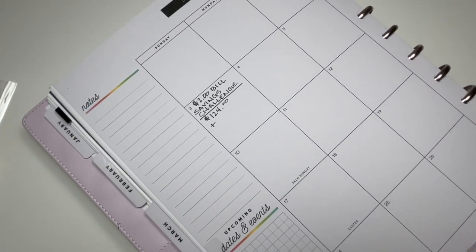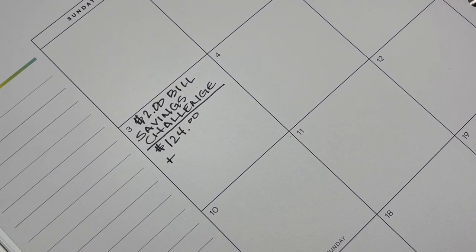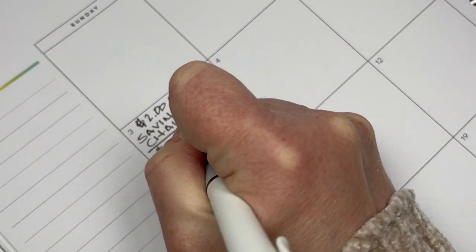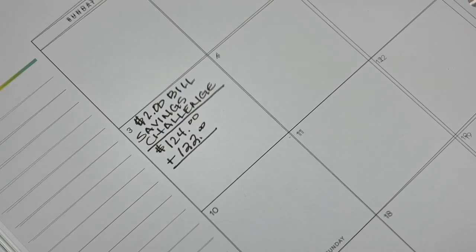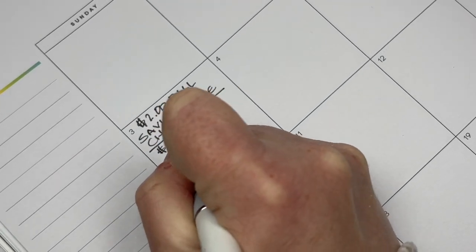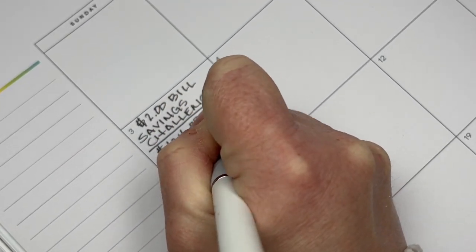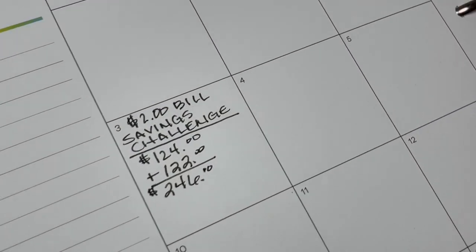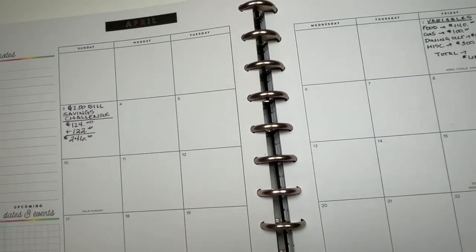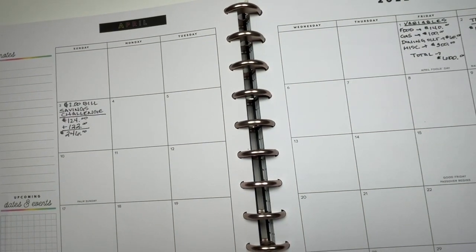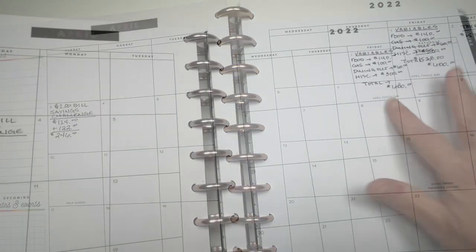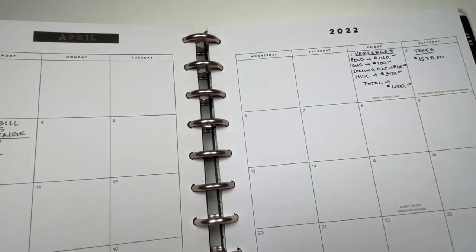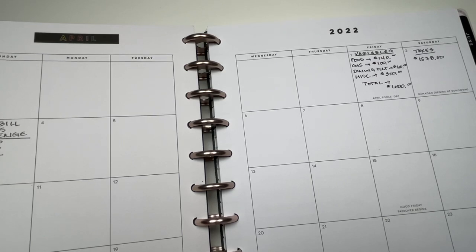All right, so $2 bill savings challenge. I had 124, added 122, and we're up to 246. And so I wrote that on today's date, and I'll show you what I mean by tracking everything on a monthly view. So here you see, this is my Big Happy Planner. And on Friday, I wrote down all of my variables because we did some cash stuffing. So I did my cash envelopes with you guys.